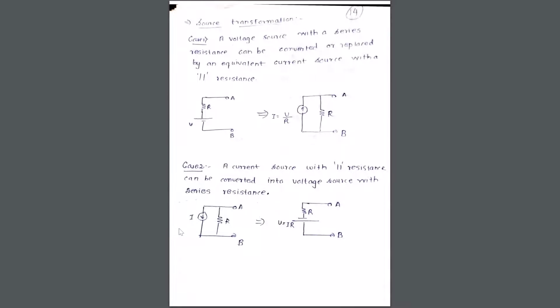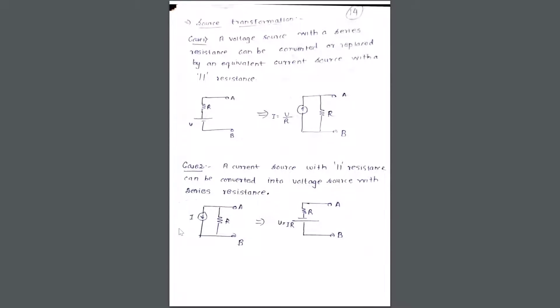So today we'll be learning another important concept in network analysis called source transformation. This is another technique to find the voltages across a particular element, the current through a particular element, and various other parameters which might be asked in the question.